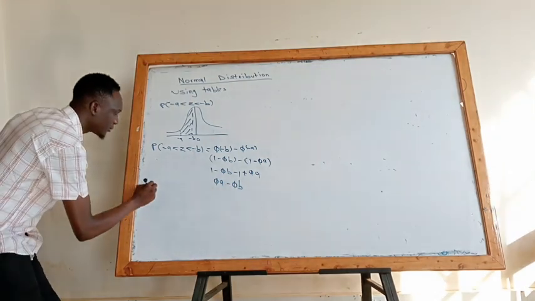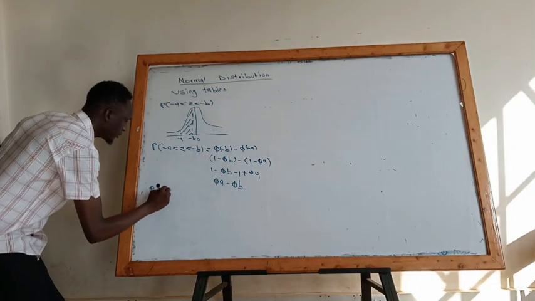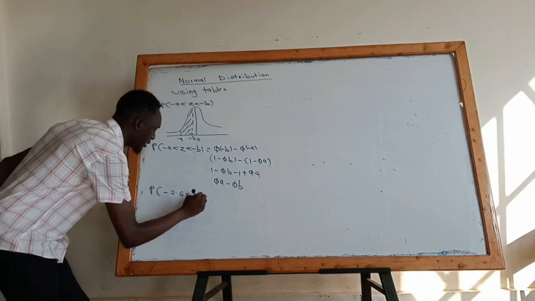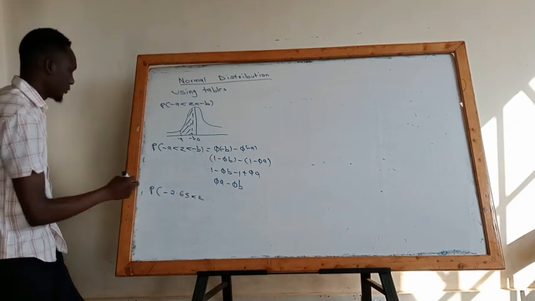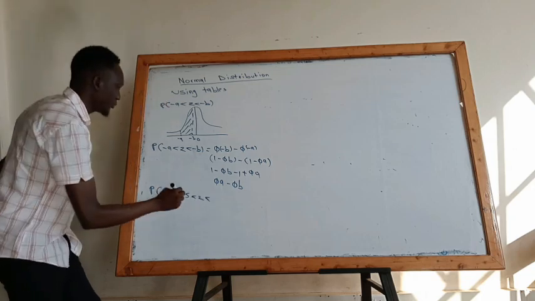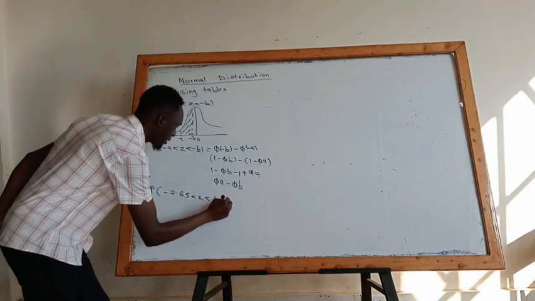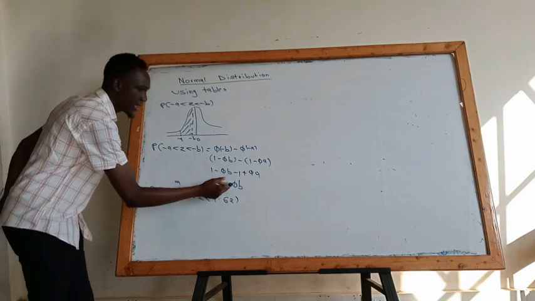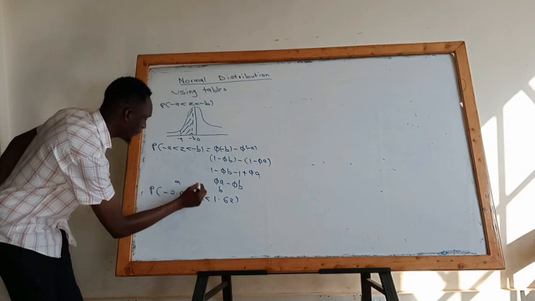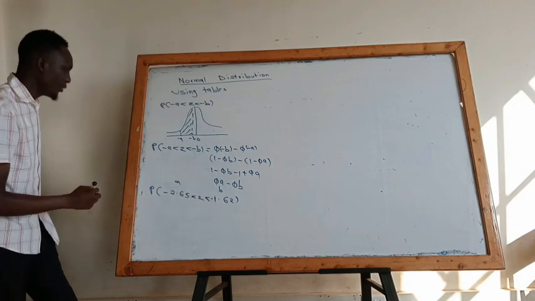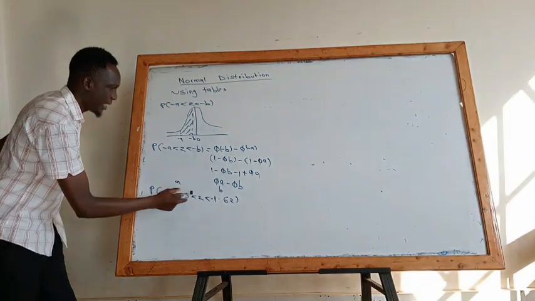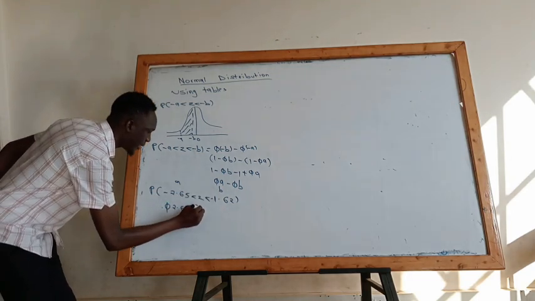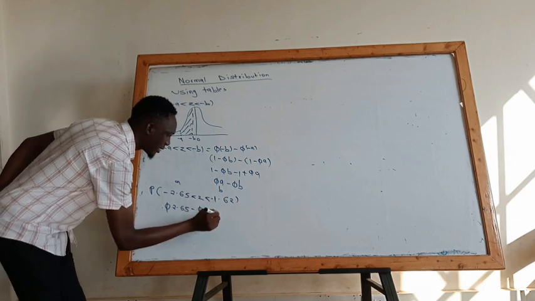Let's have an example. Find the probability that negative 2.65 is less than z, which is less than negative 1.62. This one is our A, this is our B. All of them are negative, so it will be phi of A minus phi of B. So we have phi of 2.65 minus phi of 1.62.